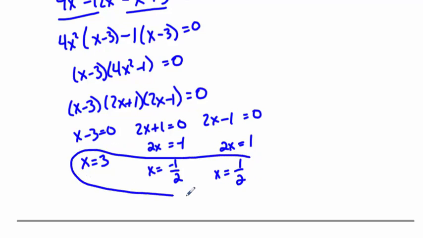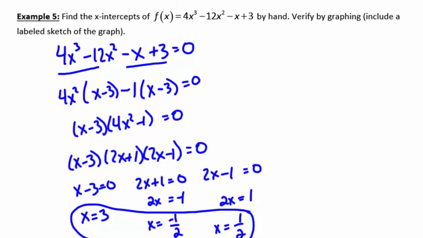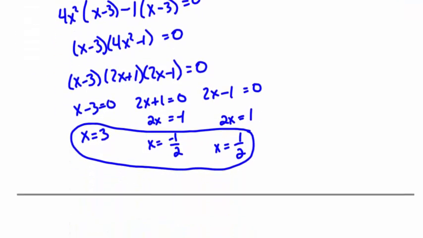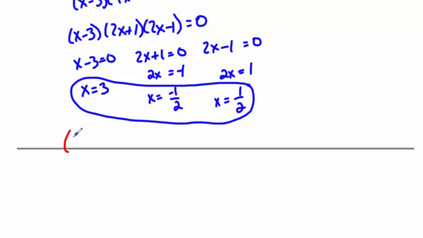Now these are my 3 x values, but be careful because I wasn't just asked for zeros or x values. I'm asked for x-intercepts. And x-intercepts will be full ordered pairs. So my actual solutions here are the ordered pairs (3, 0), (negative 1/2, 0), and (1/2, 0). Intercepts should always be written as ordered pairs.